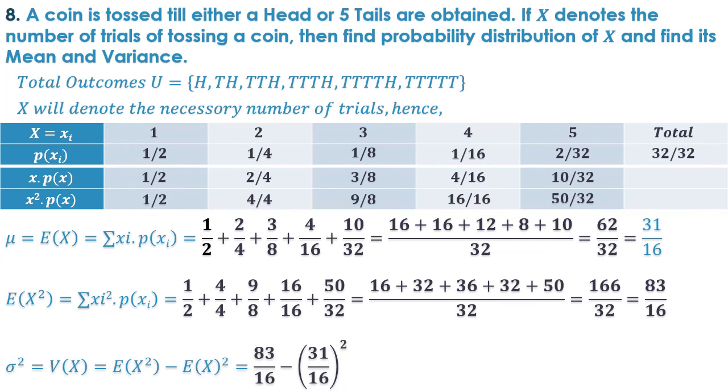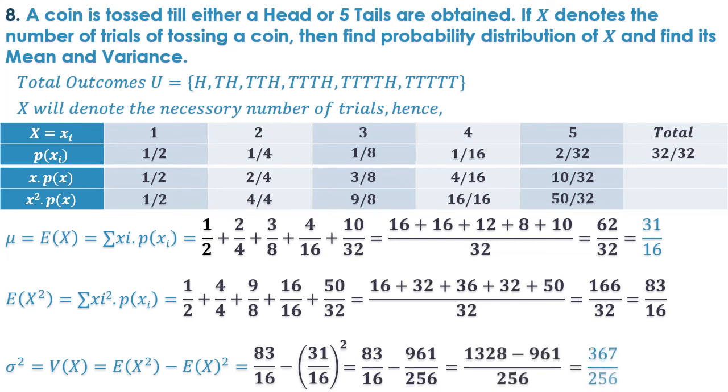expectation of x square minus expectation of x the whole square, that is 83 upon 16 minus 31 upon 16 the whole square. Let's simplify this. 83 upon 16 minus 961 upon 256. Now I have to take an LCM of 256, so I will be multiplying 83 with 16 because 256 is 16 square and 83 already has 1 16, so I need another 16 to make an LCM. So 83 will be multiplied with 16 to get 1328 minus 961 upon 256.